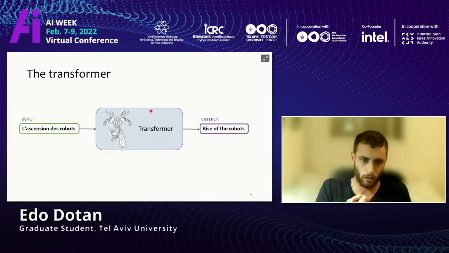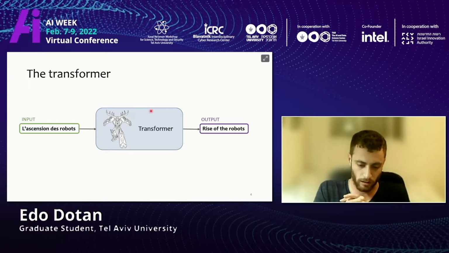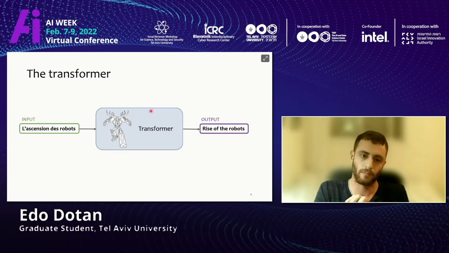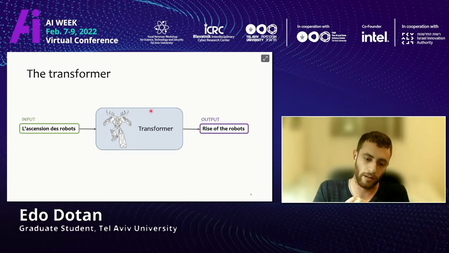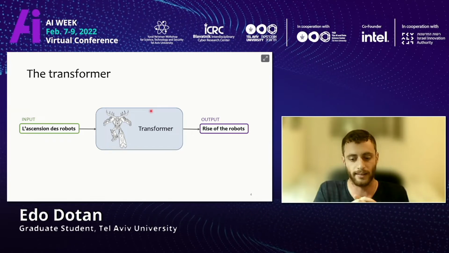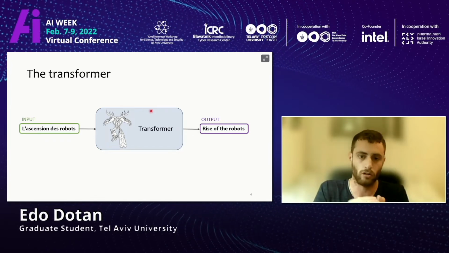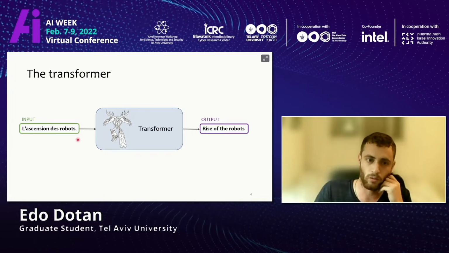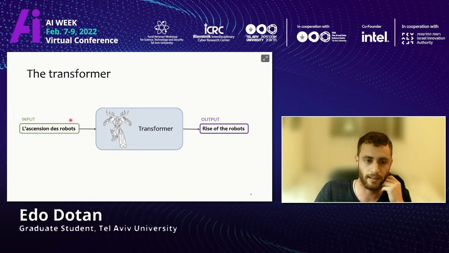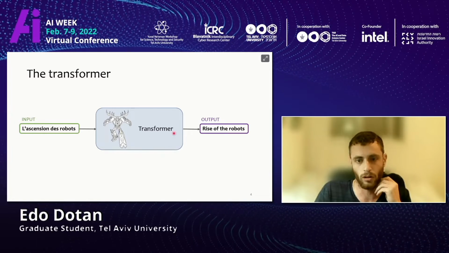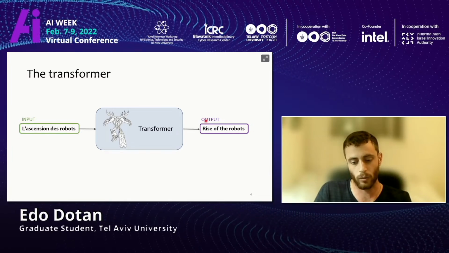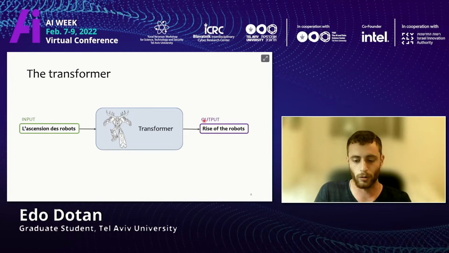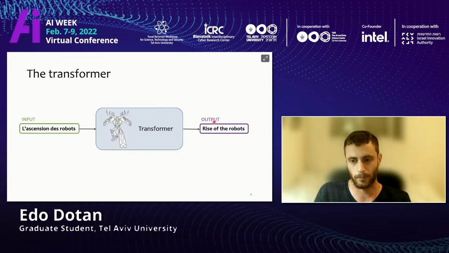So now let's talk about the machine translation method. The transformer is trained to translate sentences from an input language to an output one. So here we have a transformer that was trained to translate sentences from French to English. And we wanted to harness this method for the sequence alignment problem.